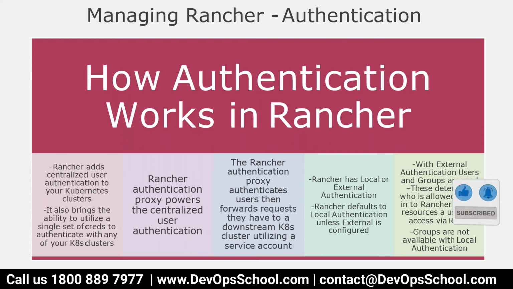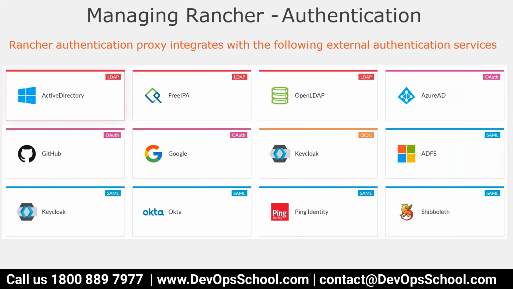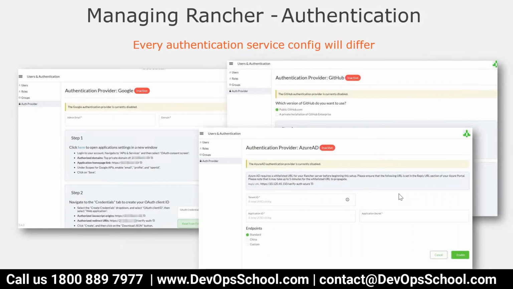Users are available for authentication in Rancher, but groups are not available for local authentication. But if you have external authentication like LDAP, groups are available. These are the services we use for external authentication, which I showed you. Here you can set any of these, like Google, GitHub, Azure AD, and so on. The configuration will differ for every authentication service.